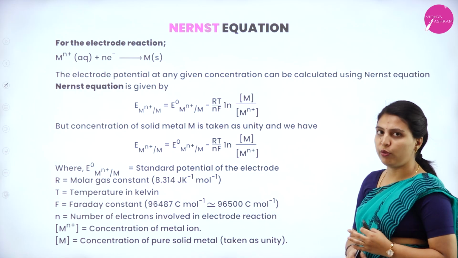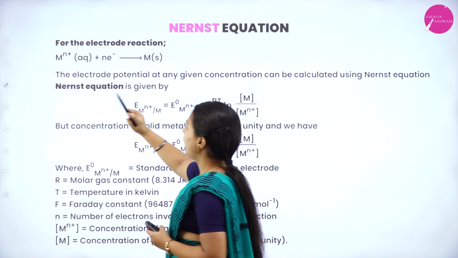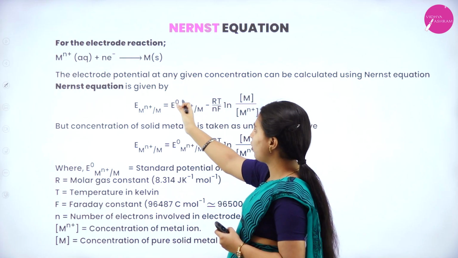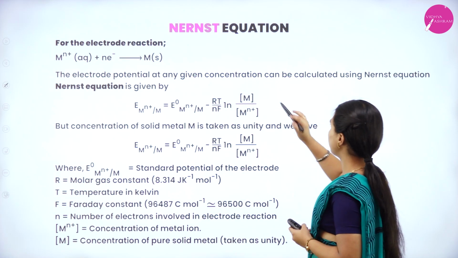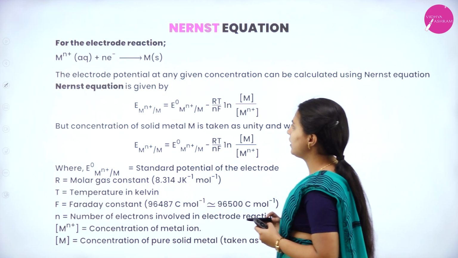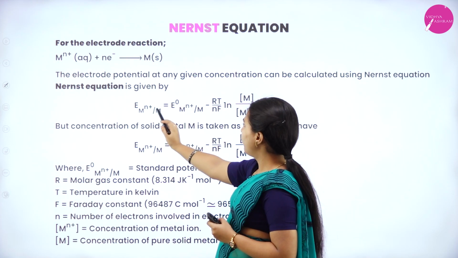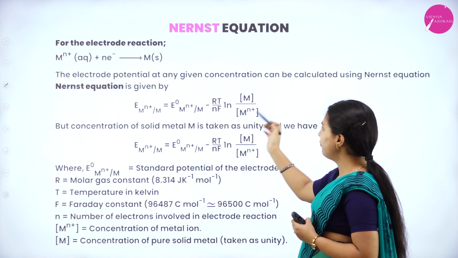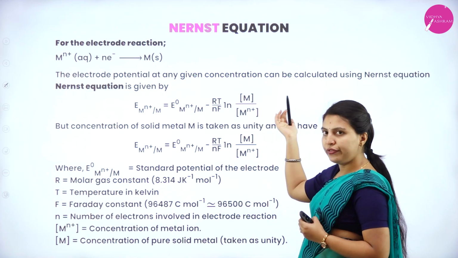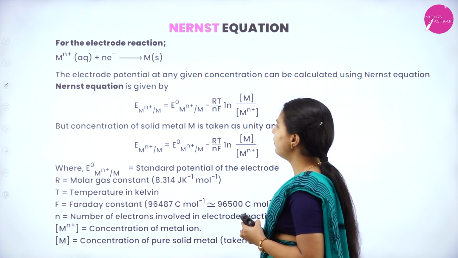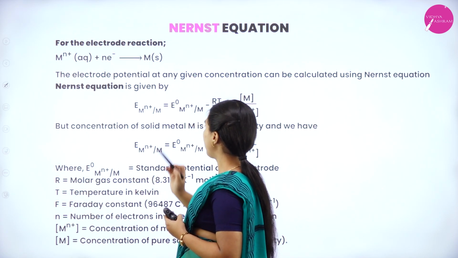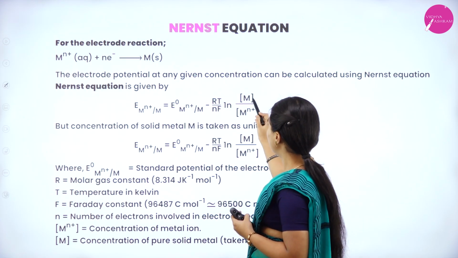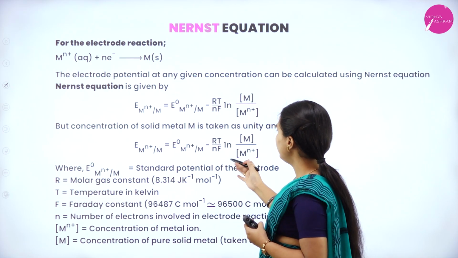Next, the Nernst equation. For the electrode reaction, Mn+ in the aqueous region and n electrons gives rise to solid metal M. The electrode potential at any given concentration can be calculated using the Nernst equation, given by E equal to standard electrode potential minus RT by nF ln concentration of product divided by concentration of reactant, but the concentration of solid metal M is taken as unity.